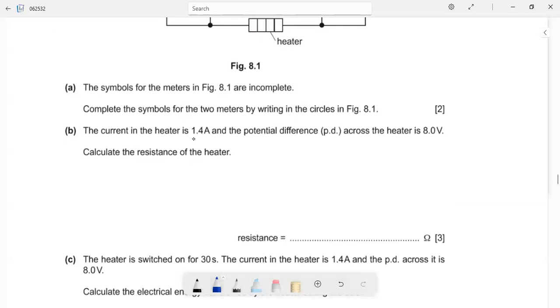Next, the current in the heater is 1.4 amps and the potential difference across the heater is 8 volts. Calculate the resistance. So by Ohm's law, V is equal to I into R, and R is equal to V divided by I. So the voltage is 8 volts and the current is 1.4 amps. So 8 by 1.4, that is 5.7 ohms.